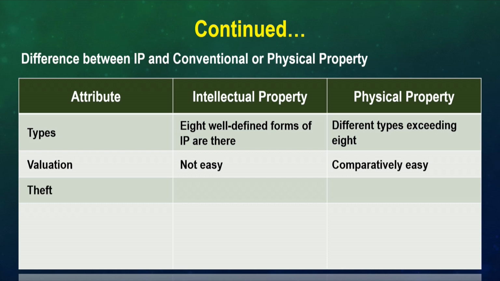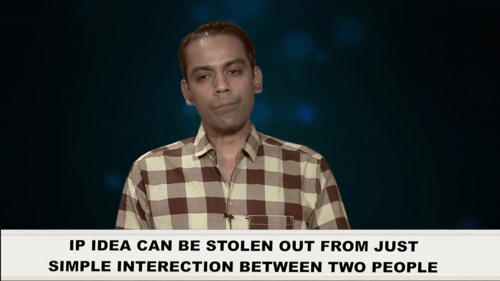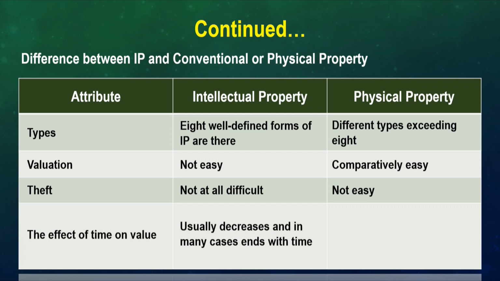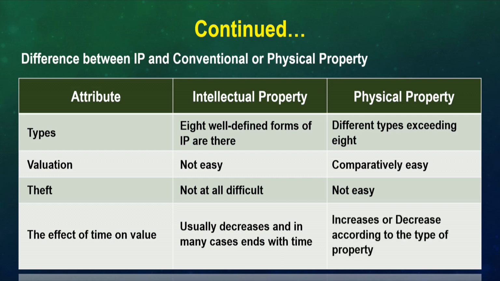Third parameter is theft. In case of intellectual property, theft is not at all difficult. For example, while one person is in interaction with another person, that idea may be leaked out and stolen, taken forward by any other person. In case of physical property, it is not easy. The fourth parameter is the effect of time on value. In case of intellectual property, value usually decreases and in many cases ends with time. But in case of physical property, it increases or decreases according to the type of property.